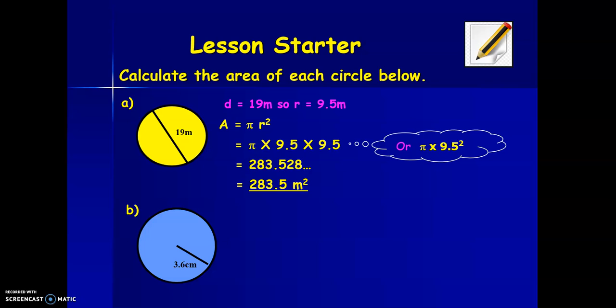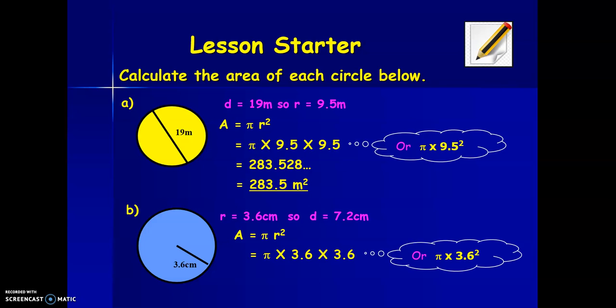Example B, this time we have a circle with a radius of 3.6 centimetres. So if the radius is 3.6, then the diameter would be double, which is 7.2. But we're being asked to find the area, so it's still pi times r squared, so it's still pi times 3.6 times 3.6, or alternatively pi times 3.6 squared on your scientific calculator, which overall will give us an area of 40.7 square centimetres for the area of the pale blue circle.